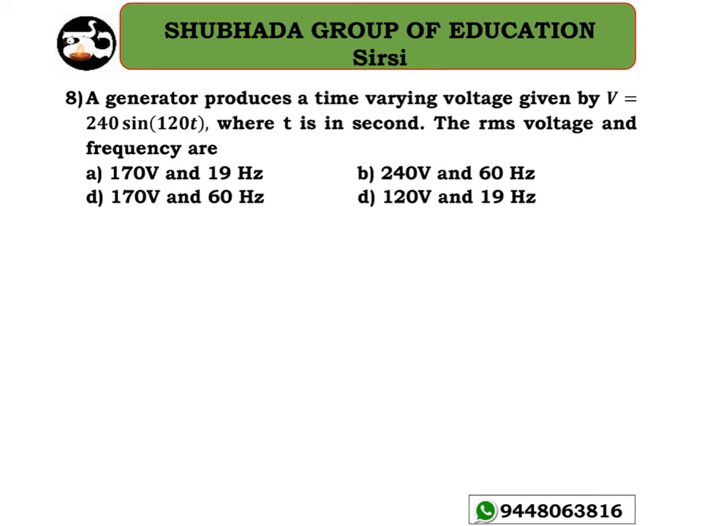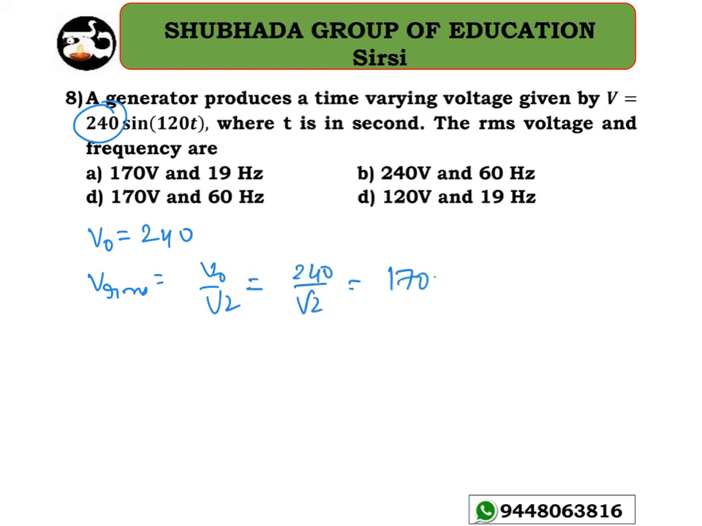Next problem. A generator produces a time varying voltage given by V equal to 240 sin 120 t, where t is in second. Find the RMS voltage and the frequency. So you know that RMS voltage, this is what? Peak voltage, it is V naught equal to 240 we can say. So V RMS must be equal to V naught divided by root 2. So 240 divided by root 2, that is going to be 170 volt here.